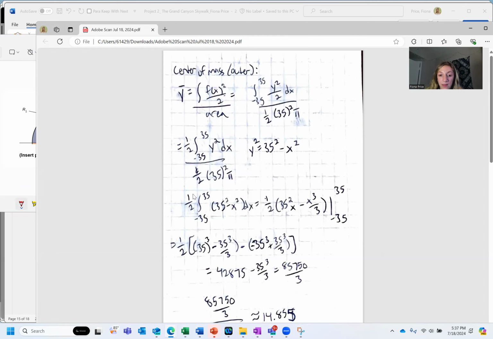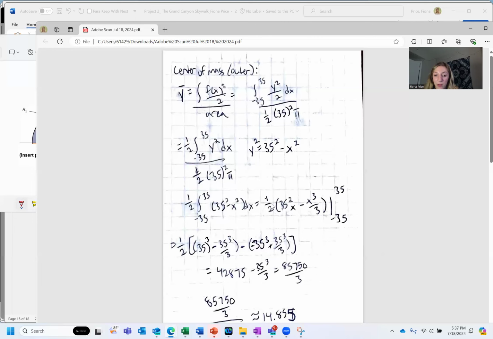So now, in the next step, I'm not looking at the area on the bottom. That's easy, we've done that, and we'll come back to it. So let's just look at evaluating the integral. I've got 1/2, and we're evaluating from negative 35 to 35. But instead of y squared, because I need this in terms of x, I've done 35 squared minus x squared.